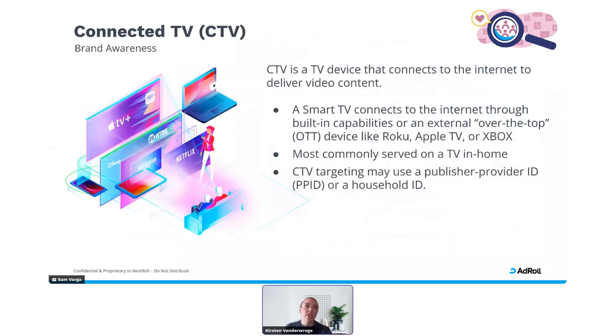Again, another example here, CTV is not reliant on 3PC, and it's a TV device that connects to the internet to deliver video content. So a smart TV connects to the internet through built-in capabilities or an external over-the-top device like Roku or Apple TV, and is most often displayed on television in the home as opposed to other devices like tablets, phones, laptops. Though I will say that they can be viewed there as well. So depending on who your provider is, they may or may not show that information. And then CTV targeting can be used as a publisher provided ID or household ID.